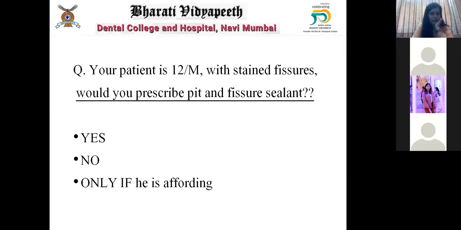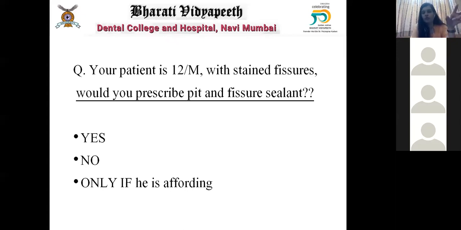Okay, that wouldn't be the right answer. In this case, you will not do a pit and fissure sealant. The reason is not because they are stained. The reason being the tooth is not newly erupted. Roshni is right. The tooth is not newly erupted. A newly erupted tooth has to be within 4 years of eruption. So your molars will erupt at 6 years of age.